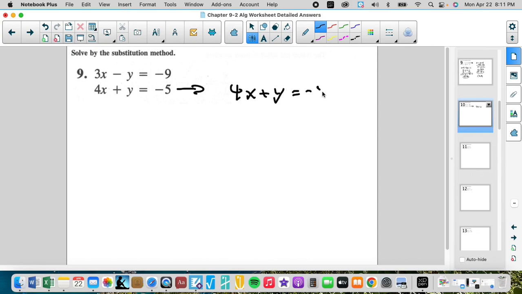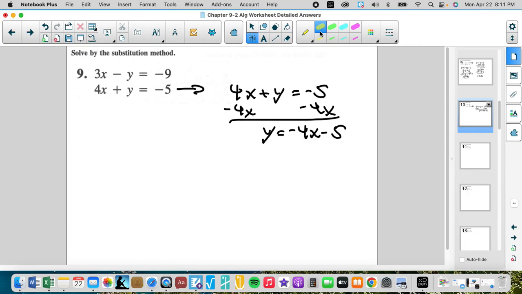I'm questioning myself. I was thinking I was going to move the y over. I'm going to move the x over. And I get y equals negative 4x minus 5. So I solve for this one, so I got to plug it back in to this one. I have to be very careful.